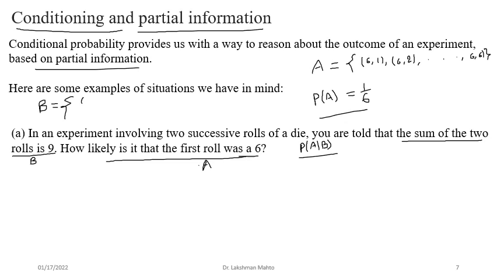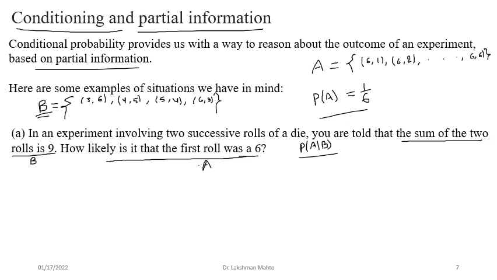Start in order so that you can easily put all the elements in a proper way. First would be 3, 6. Sum is 9, so focus. Then next would be 4, 5, then 5, 4, and 6, 3. Any other? So how many do you observe? 1, 2, 3, 4. Four outcomes you observe in B.